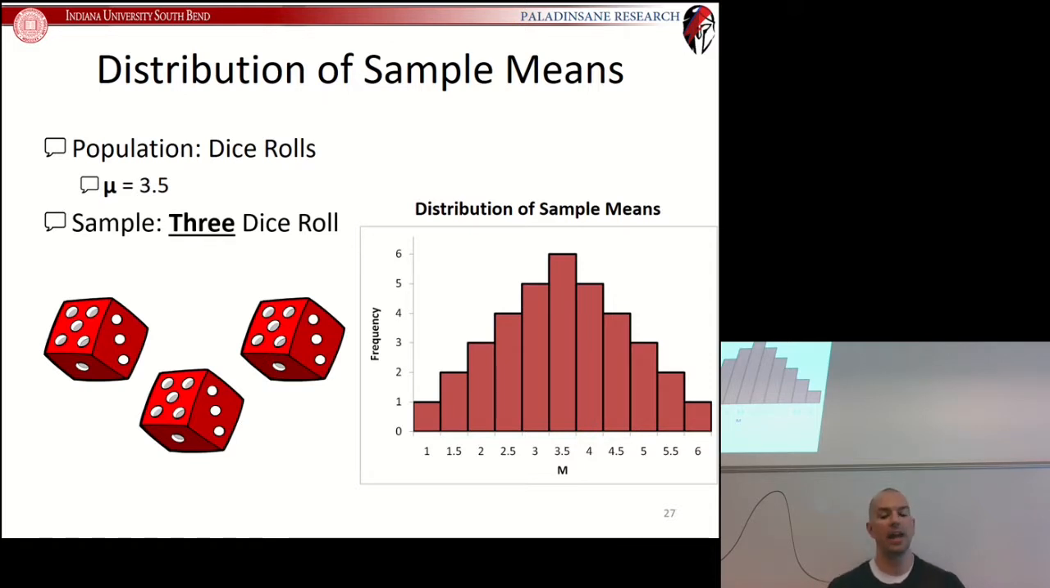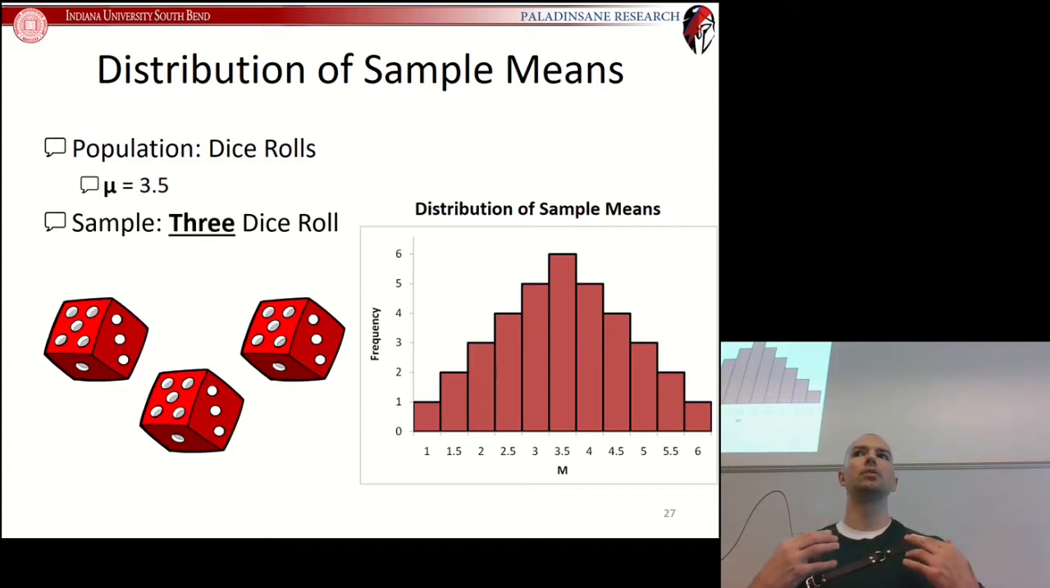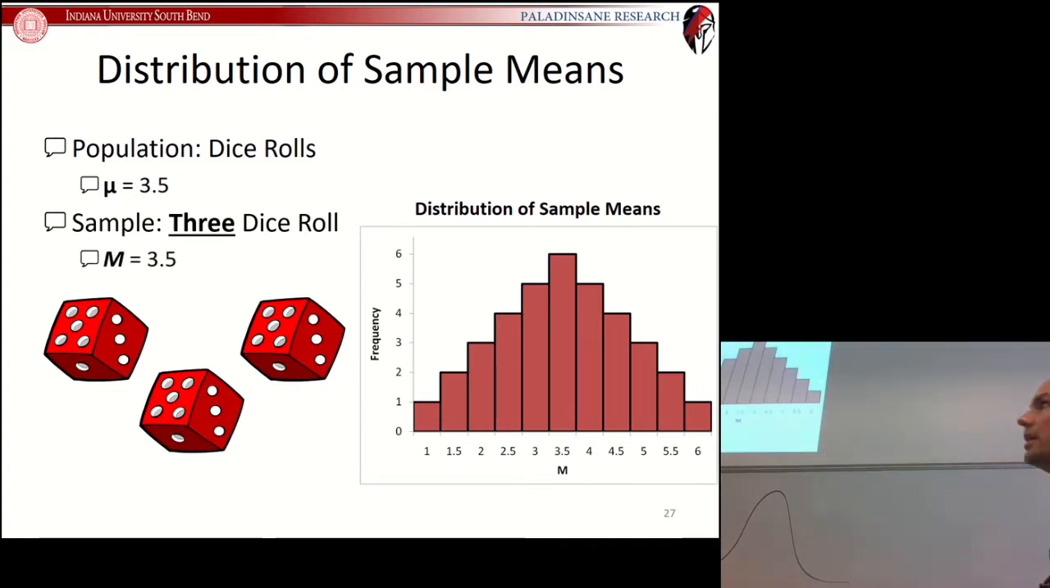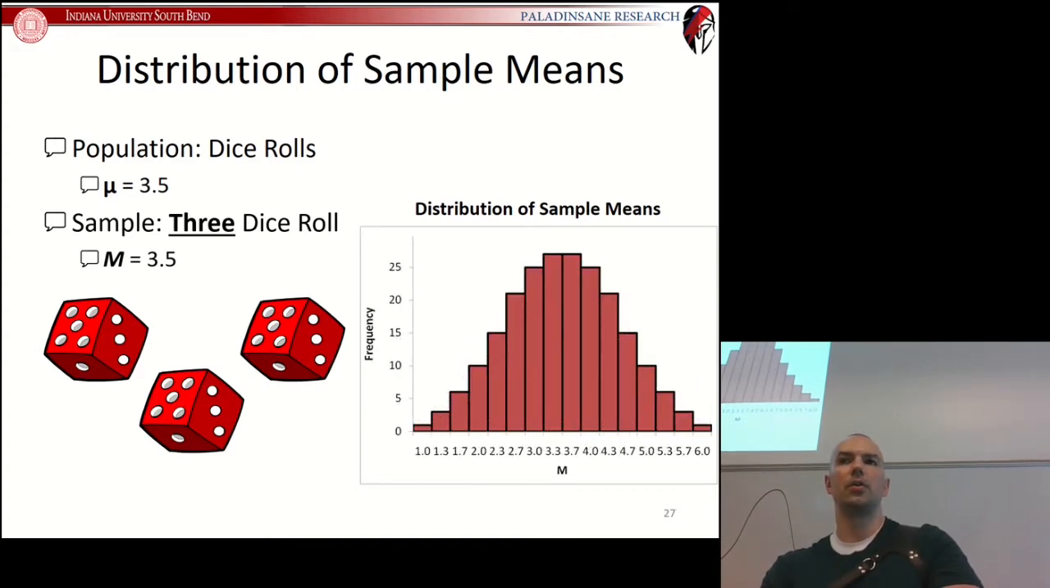And what we would find again is that if you took the mean, the average of those sample means, you would end up with a mean of 3.5. But importantly right now, once again, you can see that the mean of the sample means is the same as the mean of the population. But importantly, that distribution of sample means changes its shape again. And it turns into that distribution of sample means.